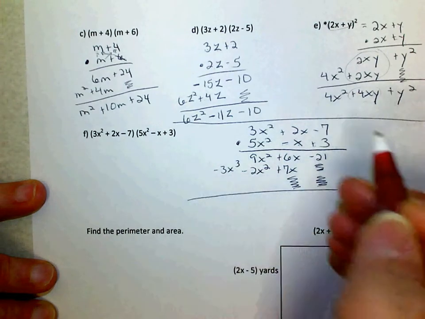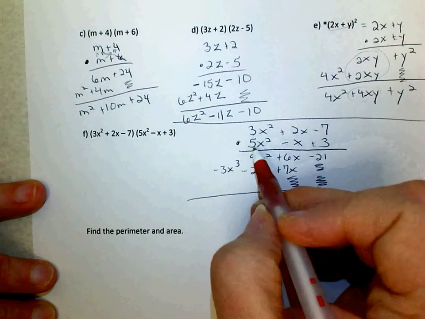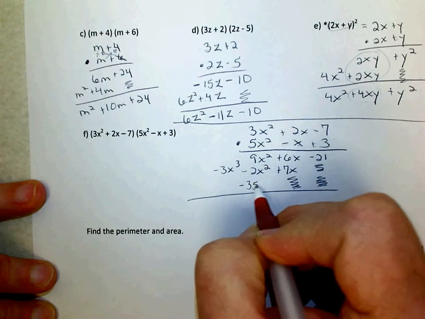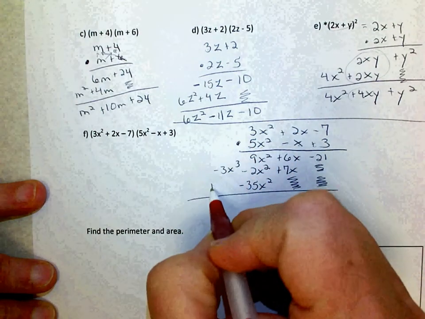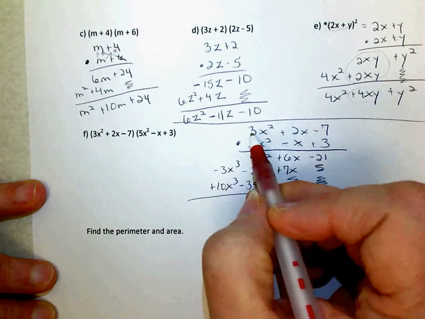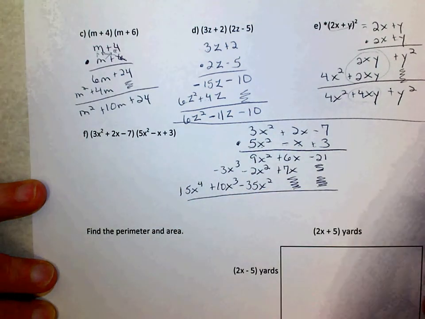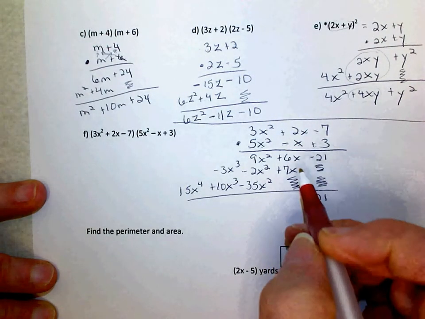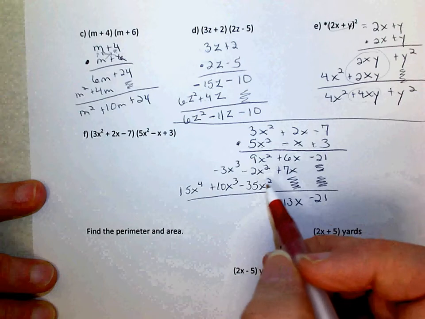See why I said you need a lot of room, and this one can get really ugly. Positive 5x squared times negative 7 is negative 35x squared. Positive 5x squared times 2x is positive 10x cubed. 5x squared times 3x squared is 15x to the 4. And if I've gone too fast, then I want you to make sure you understand it, and if you don't, ask questions. We'll be glad to go back over it.